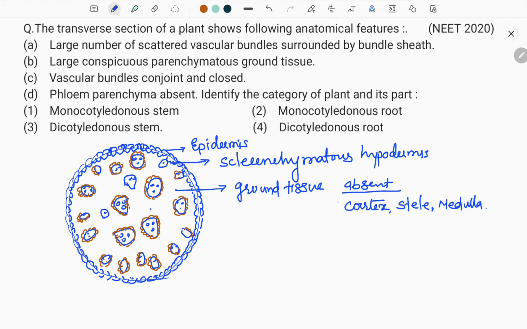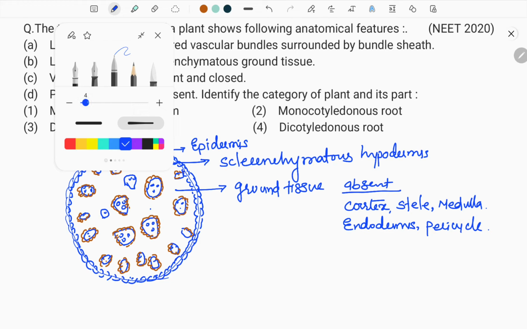Endodermis is also absent. Pericycle is also absent. Then one may question why these are all absent. The one and only reason is that all the vascular bundles in monocot stem are scattered. They are not arranged like a ring as we see in the case of the dicot stem.